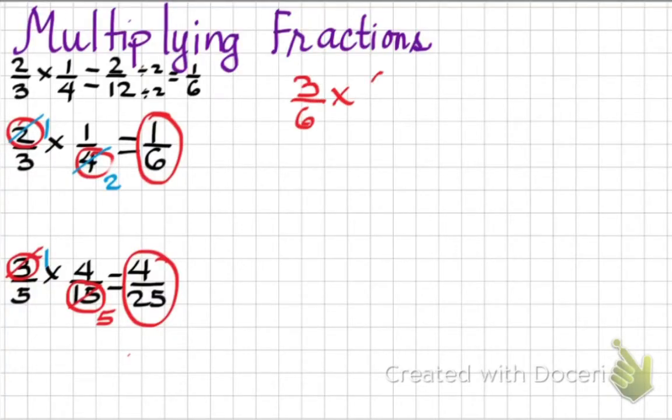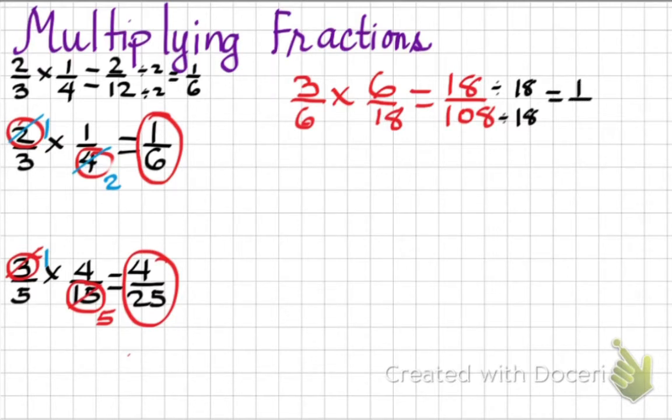Let us look at these fractions. 3/6 times 6 over 18. So let us try to multiply straight across. 3 times 6 equals 18 and 6 times 18 equals 108. Now let us find the GCF of 18 and 108. The greatest common factor of 18 and 108 is 18, both divisible by 18. 18 divided by 18 is 1, and 108 divided by 18 equals 6. So we have our reduced fraction 1/6.